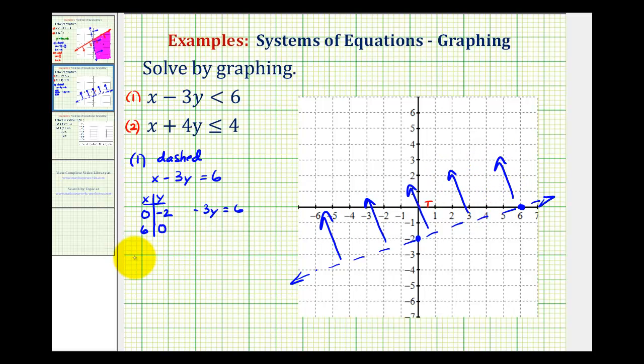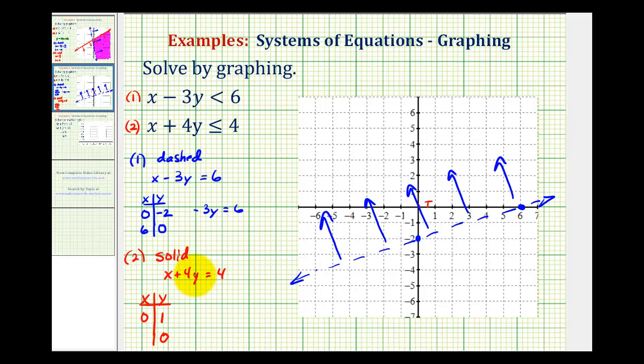And now looking at the second inequality, notice that the boundary line would be solid because the inequality symbol is less than or equal to. So we have a solid boundary line, and now we'll graph the line x plus 4y equals 4. And again, because it's in standard form, we'll go ahead and complete a table of values, or t-table, and determine the x and y intercepts. So we'll let x equal to 0 to determine the y-intercept, and then we'll set y equal to 0 to determine the x-intercept. Notice if x is equal to 0, we would just have the equation 4y equals 4, so y would have to be 1.